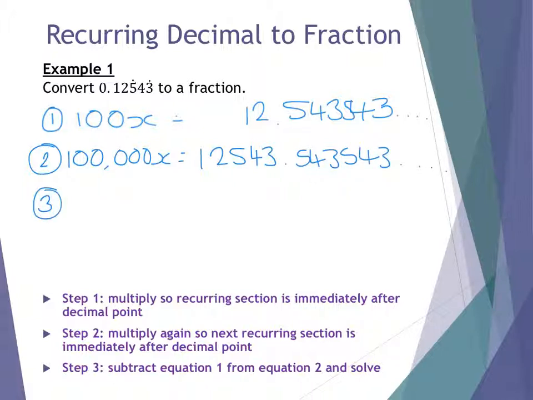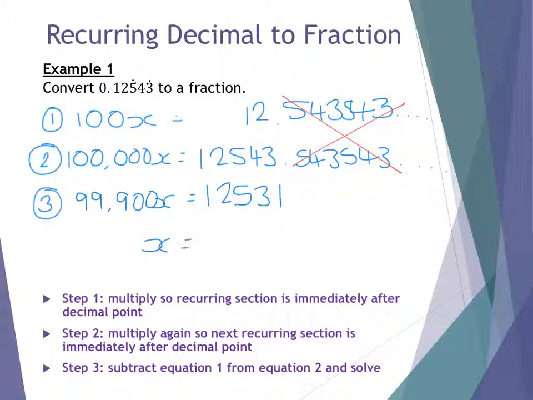Step 3, again, is our subtraction, so 100,000x minus 100x is going to be 99,900x. On the right hand side, everything after the decimal point cancels because it's all the same using the method that we've got. So it's going to be 12,543 minus 12, which is 12,531. And so x is equal to 12,531 divided by 99,900. Now you're unlikely to get one that is that complicated in your exam, but at least this way you know how to do it.